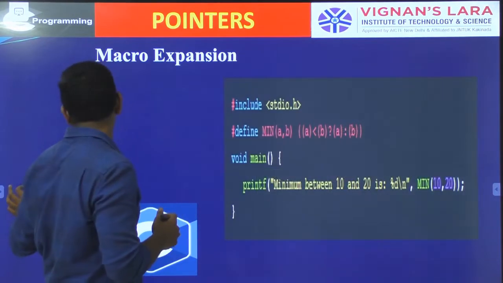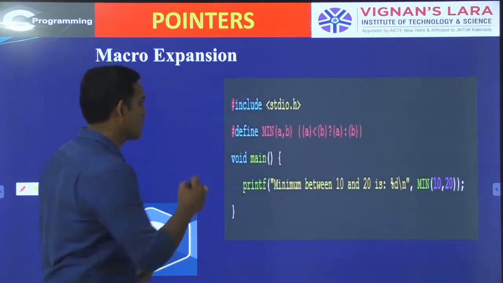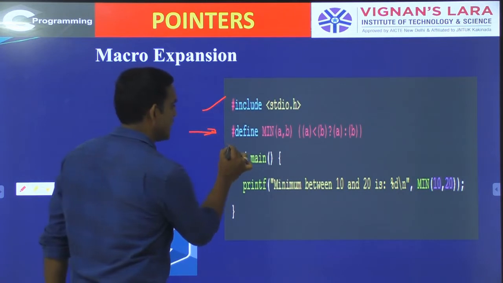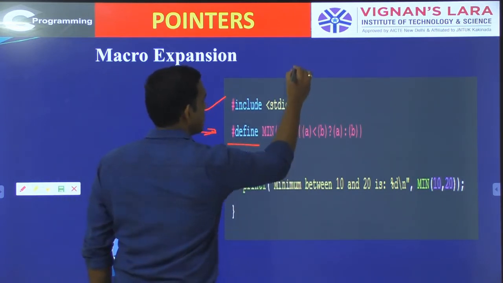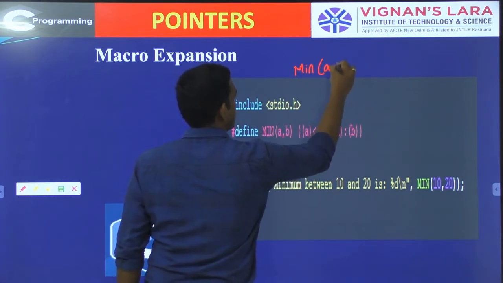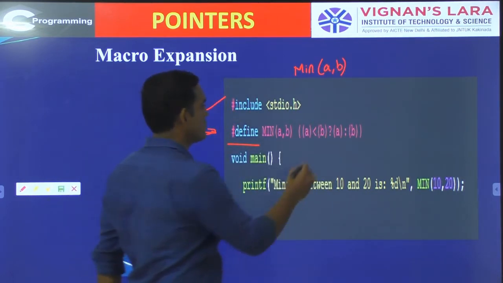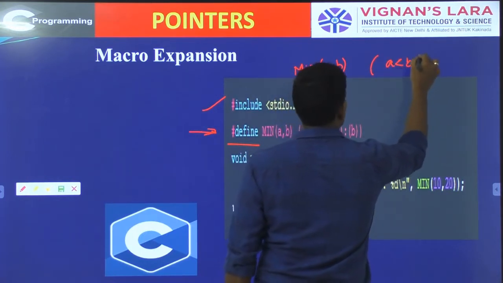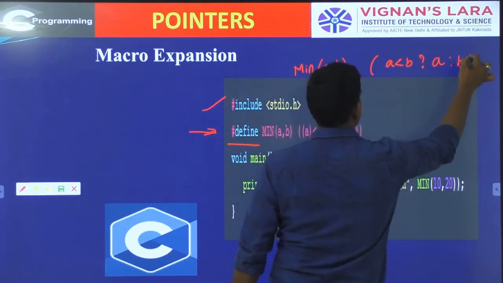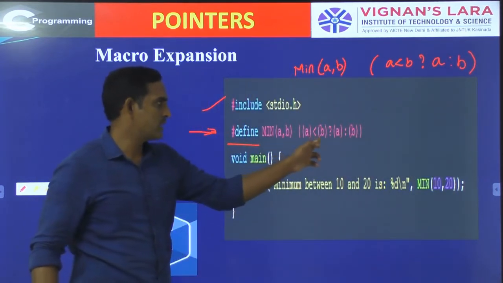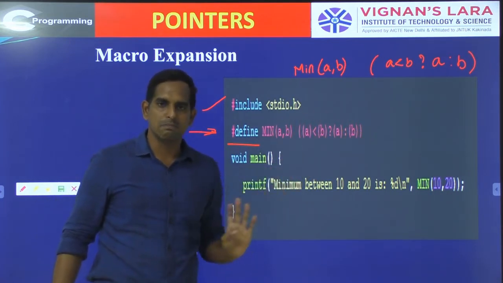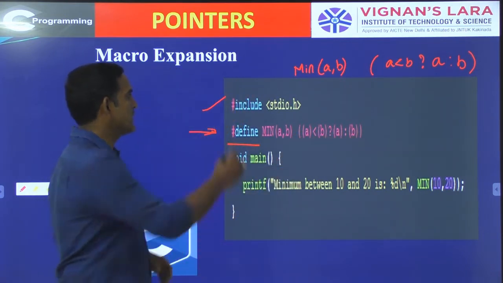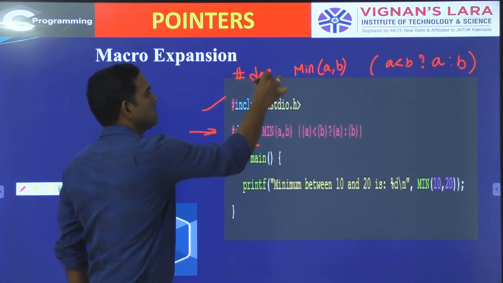In the same sense, we have function-like macros where you can define functions. This is #include stdio.h. Here you are defining a function macro: #define my_minimum min(a, b). Inside that function macro you write: if a is less than b, then a, otherwise b. So if a is less than b is true, it will return a. If it is false, it will return b. So we have written a function macro.